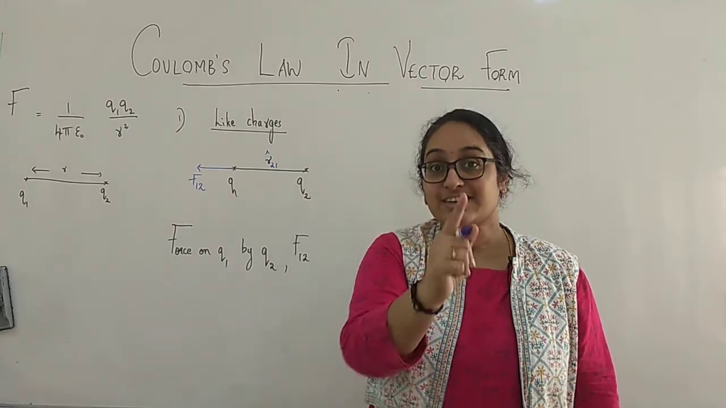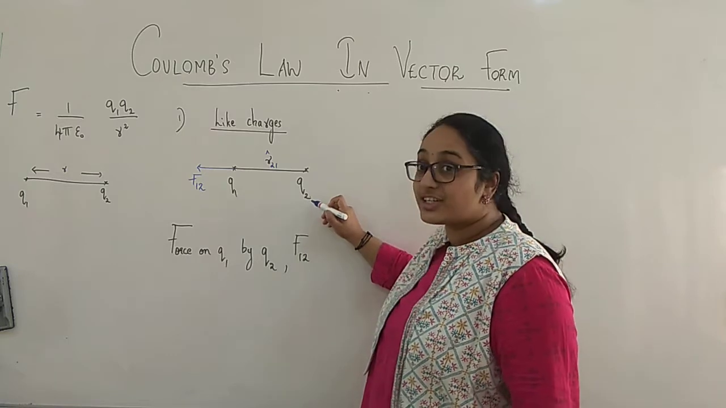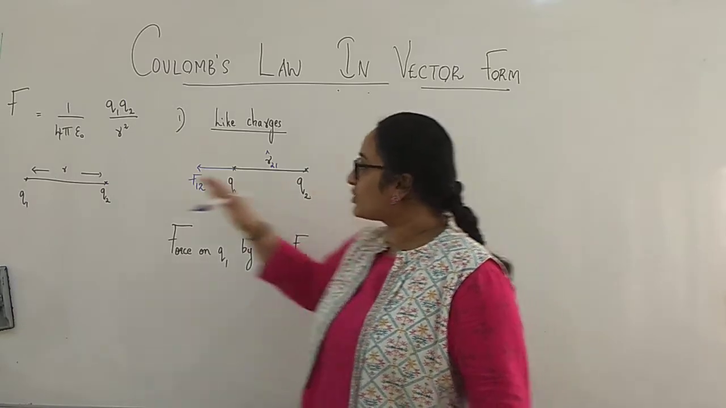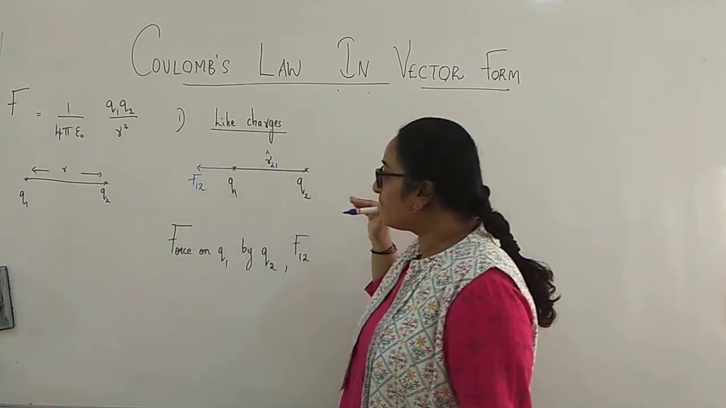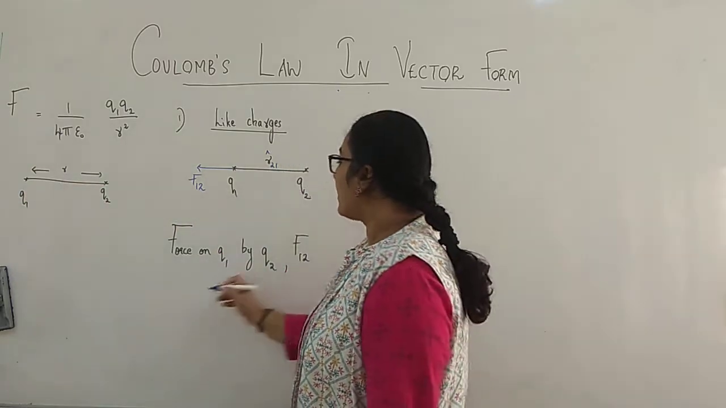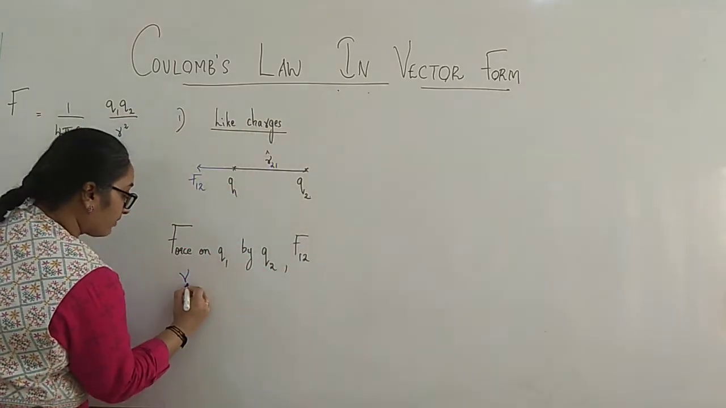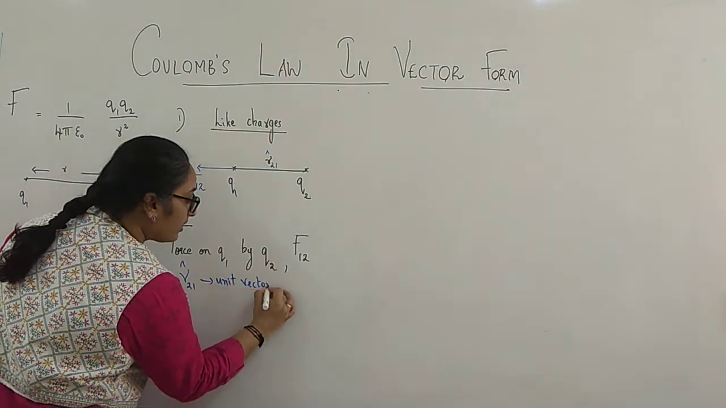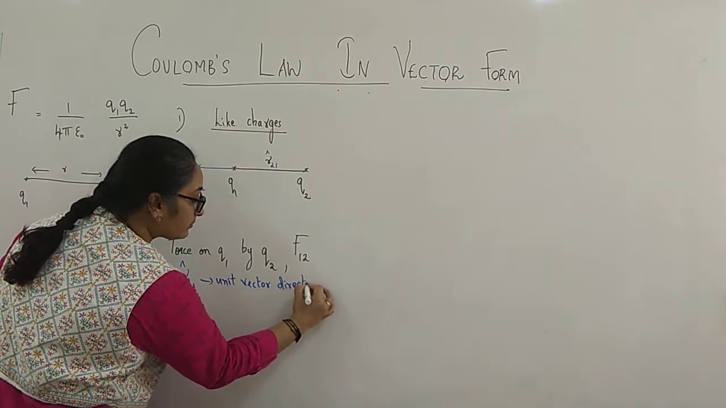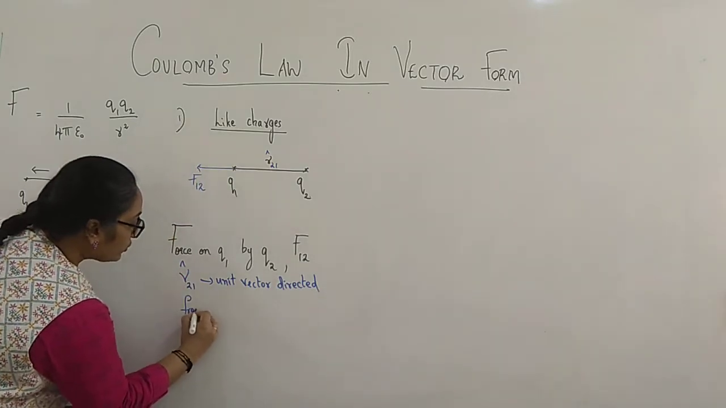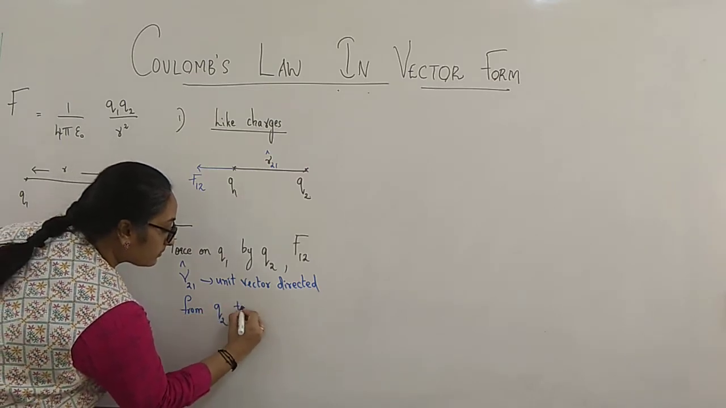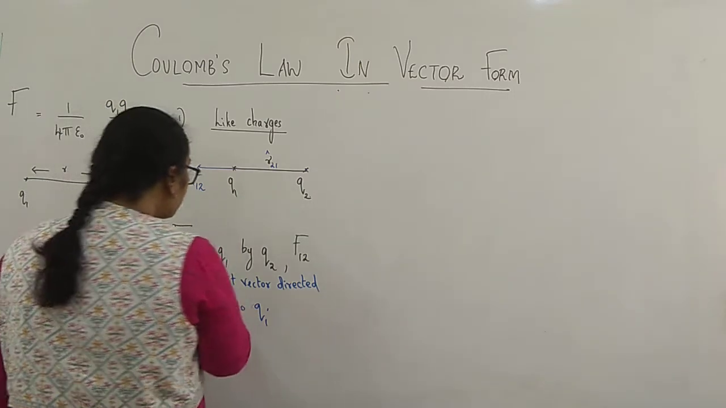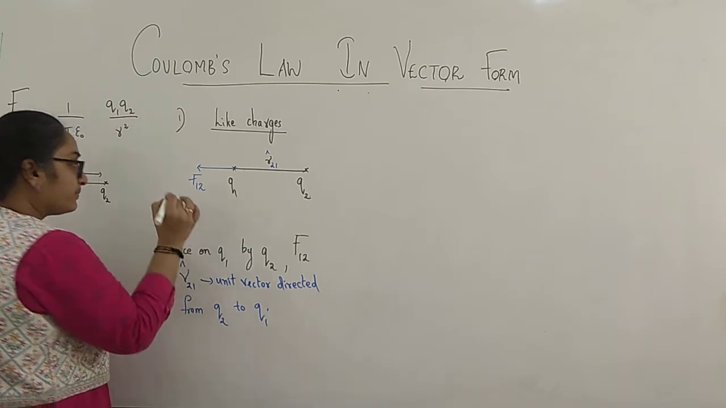A unit vector has a direction. So what is the direction? It is directed from Q2 to Q1. See the direction of F12? It is directed from Q2 to Q1. So R21 cap is a unit vector directed from Q2 to Q1. So I have represented R21.